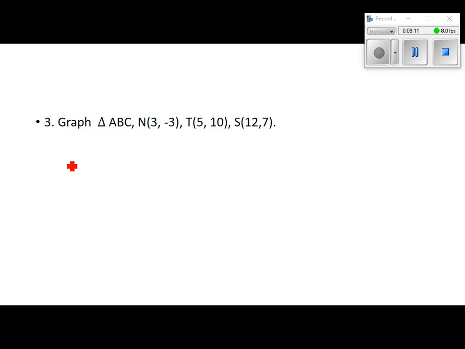All right, take a minute and graph this triangle. I know this says triangle ABC, but it's not supposed to say that. It's supposed to say triangle NTS. So we're going to graph triangle NTS. N is (3, -3). Label it with N, T, and S, and label it with the coordinates.